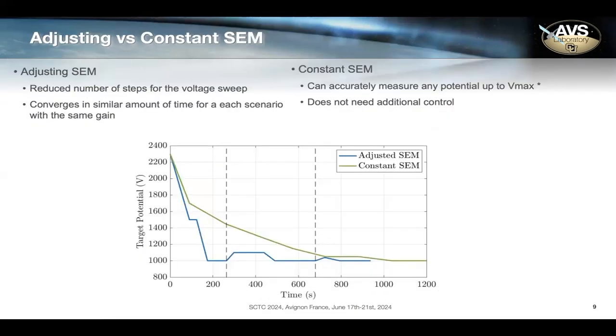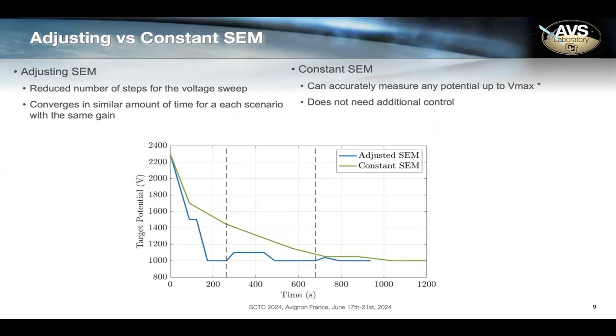While with the constant secondary electron method, the time it's going to take to converge is heavily dependent on the voltage range, with larger voltage ranges resulting in larger times to steady state because it just takes longer to achieve a measurement. However, because the voltage sweep does not change and the resolution does not change, this means that we can accurately measure any potential between 0 and that Vmax.